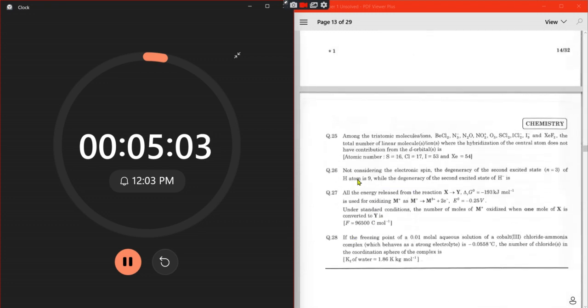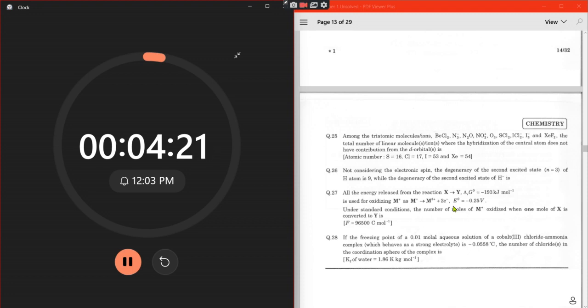Let's put in physical chemistry, right. I'll have to do this. All the energy released from the reaction X to Y, delta G, this thing is used for oxidizing M plus to M3 plus. Okay, standard electron, two are used here. Under standard conditions, number of moles of M plus oxidized. Oh, okay, so the delta G of this is used for the complex. I get it. I think I get it actually. So just delta equal, yeah, nFE, number of moles of M plus oxidized.